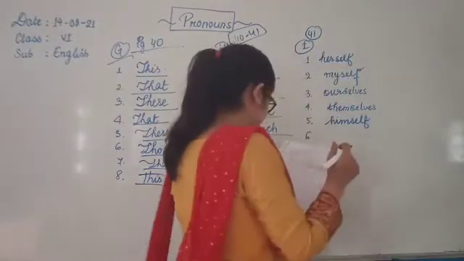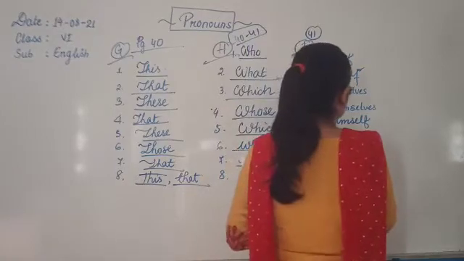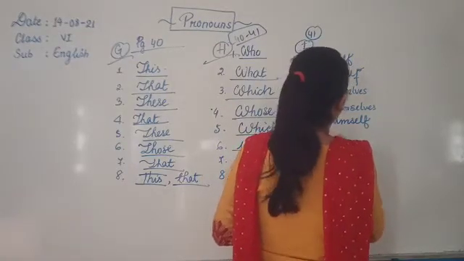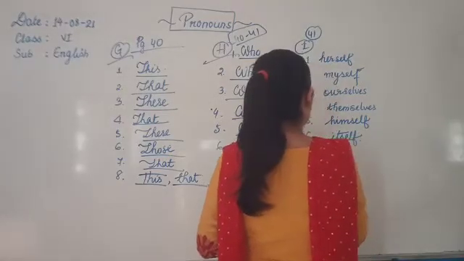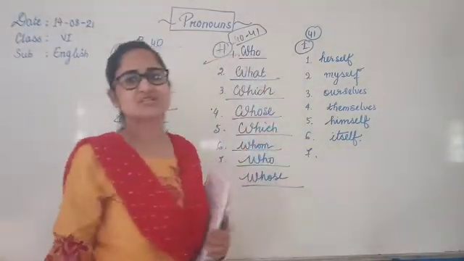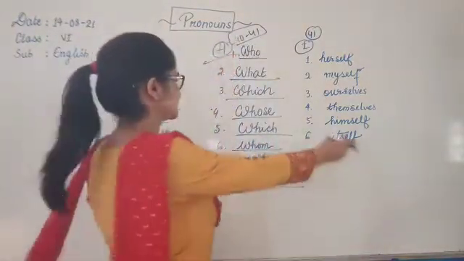Number 6. The train came to a halt. Train is an object. Train is a thing. So it will come to a halt by itself. Because it is not a person, children, we are not going to say himself, herself, anything else. We are just going to say itself.